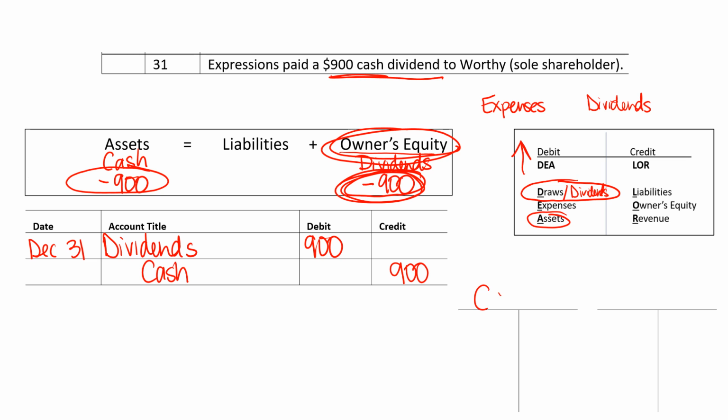So our T accounts here are cash and dividends. Cash is being credited $900. Dividends is being debited $900.